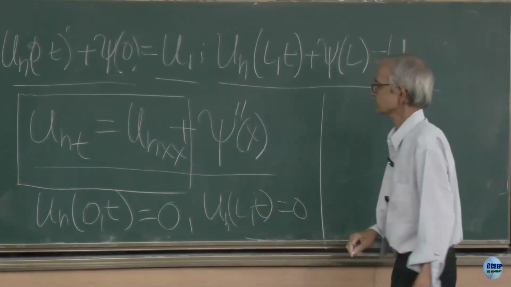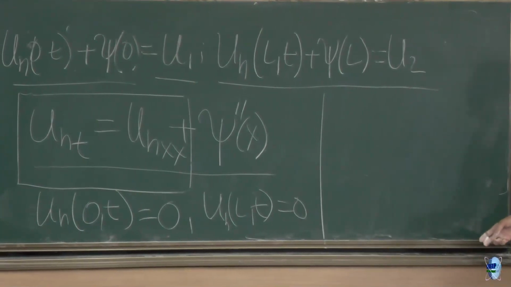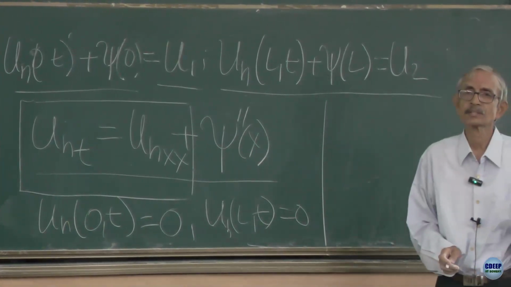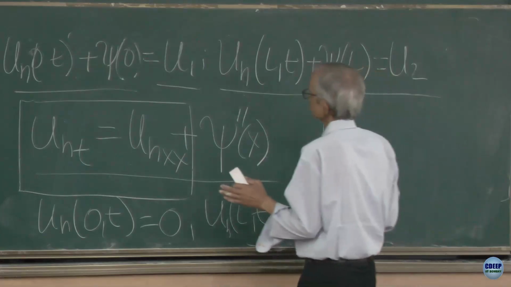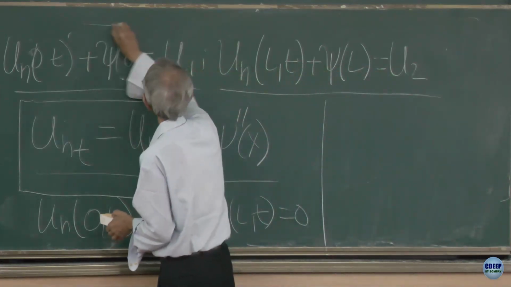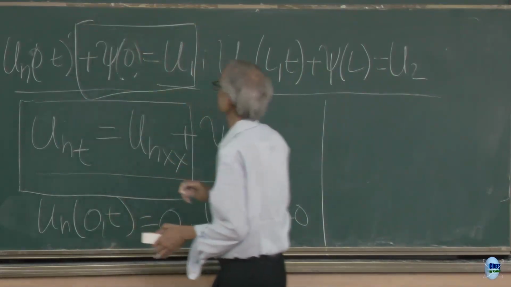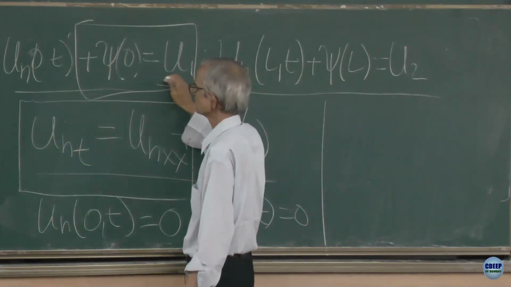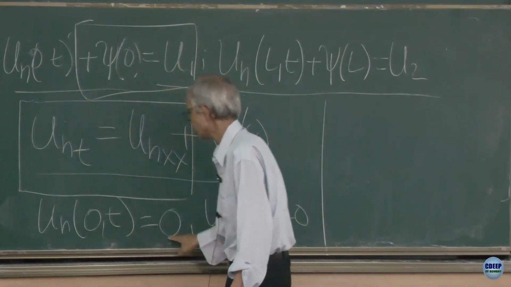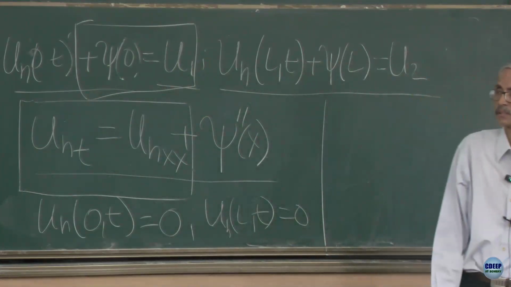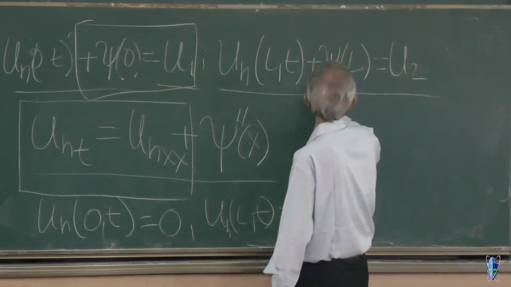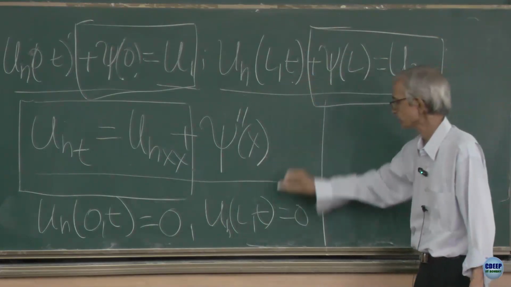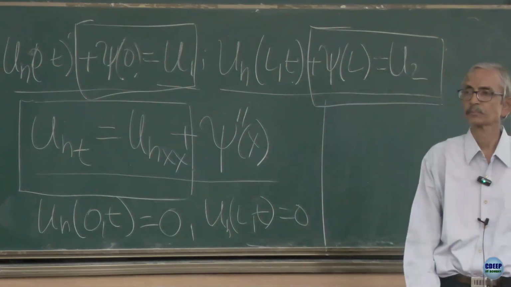Now if I look at this, what is the choice that I can make? I can make a choice which is going to make life easy for me. I'm going to choose psi(0) equal to u1. If I choose psi(0) equal to u1, then u_h(0,t) automatically is equal to 0. I know the solution for this. Similarly, u_h(L,t) plus this, I'm going to choose this. Automatically, u_h of (L,t) becomes equal to 0.